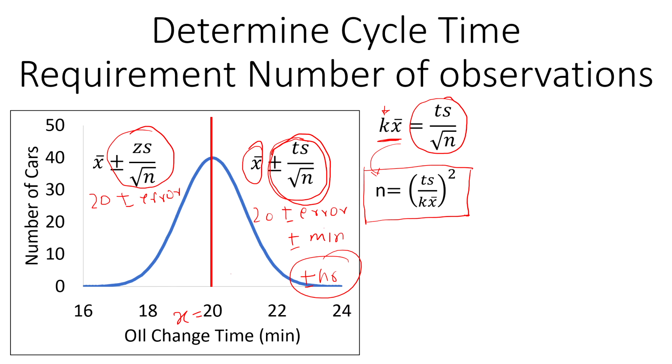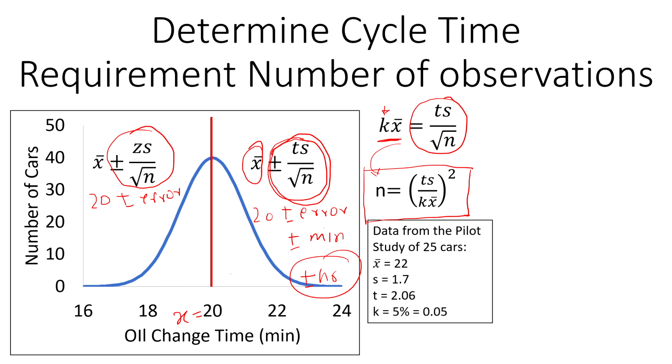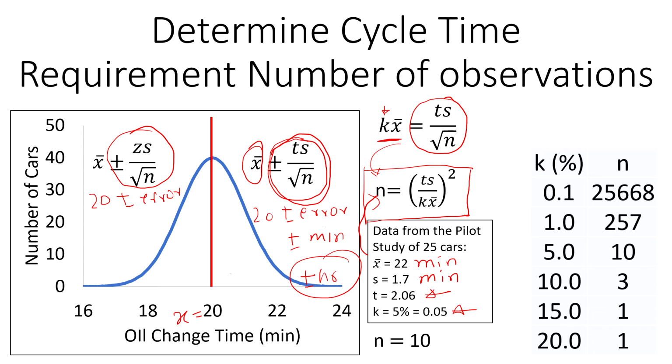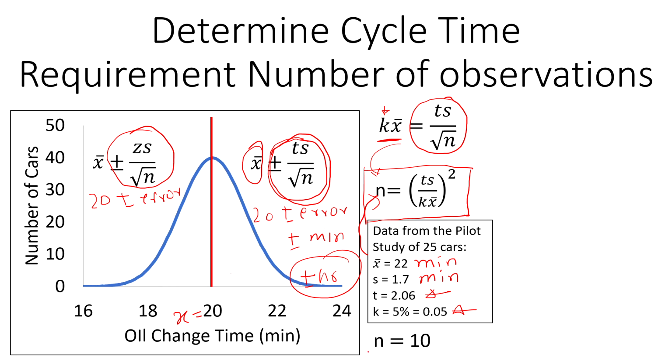Now we cannot start everything from a vacuum. We have to have some kind of pilot study done. We'll show all this calculation soon in Excel. Let's say we did a pilot study of 25 cars. It took 22 minutes to do the oil change. The standard deviation we calculated was 1.7 minutes. This t value, I'll show how to get in Excel soon. And then this fraction of x is 5% here. If you plug all these numbers in, you will see that the sample size is 10.